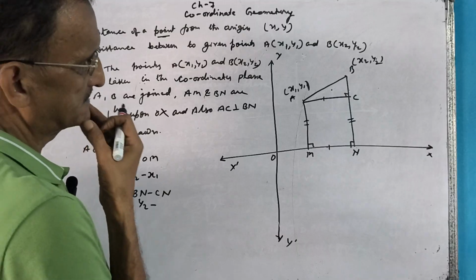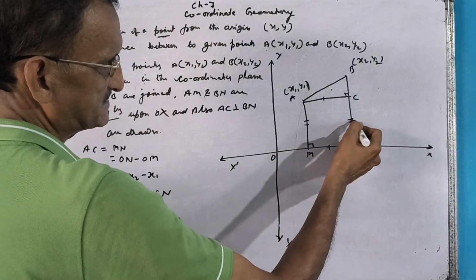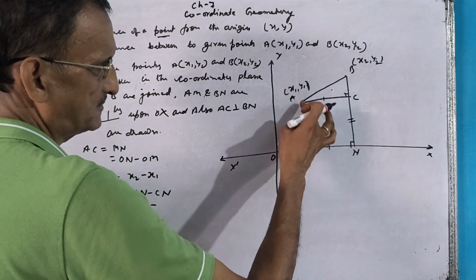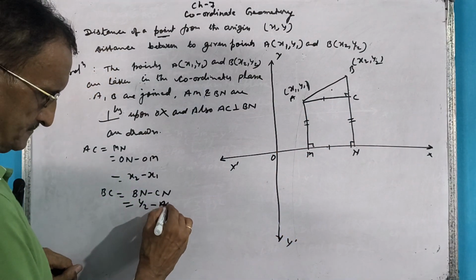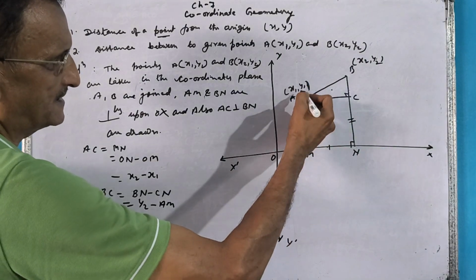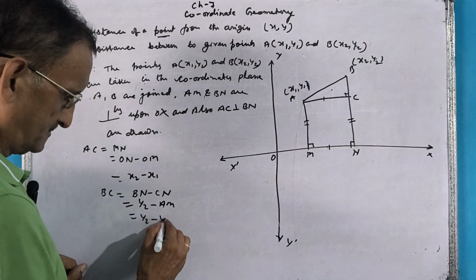Y2, and what is CN? CN will be equal to AM, since they are opposite sides of the rectangle. For CN, what can we write? AM. This is y2. What is AM? The ordinate of the point A, that is y1.